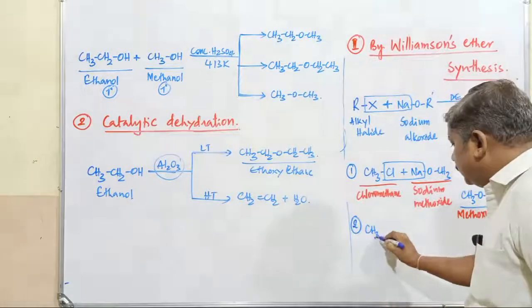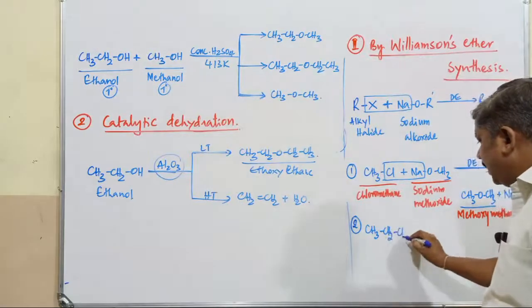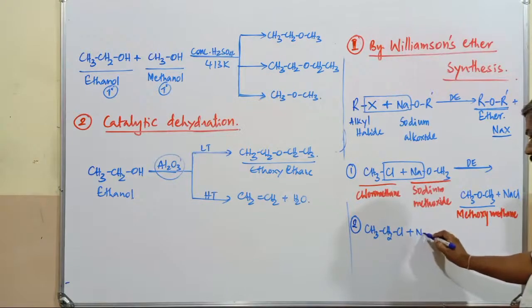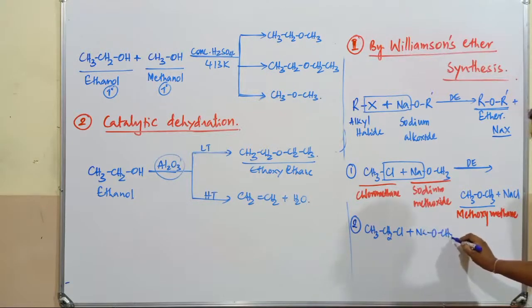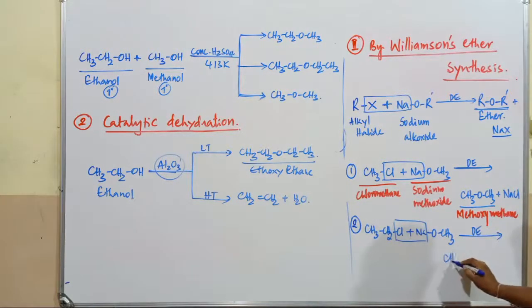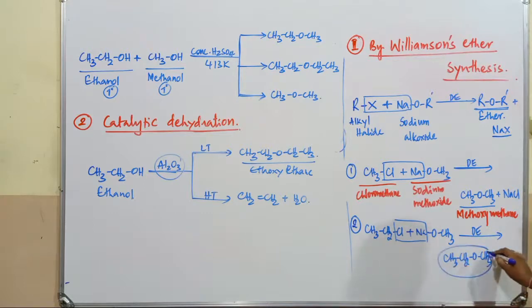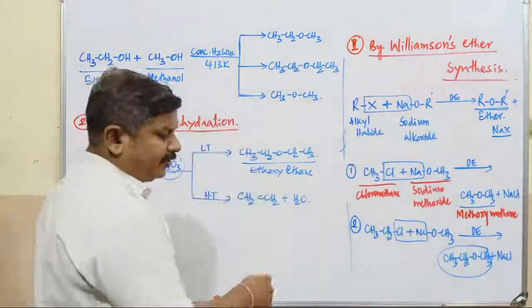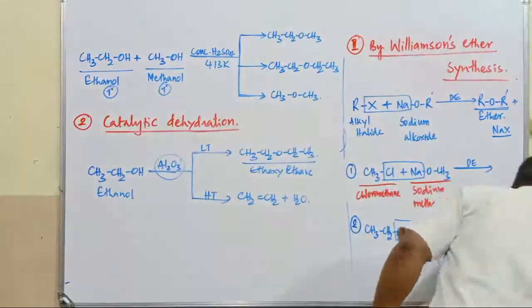One more example. This is CH3CH2Cl. You can take any halogen, chlorine, bromine, or iodine, any one. This is NaOCH3. In the presence of dry ether, NaCl gets eliminated. What is the product, students? CH3CH2OCH3 plus NaCl. What is the name of this particular ether? It is methoxyethane. Formation of methoxyethane takes place.